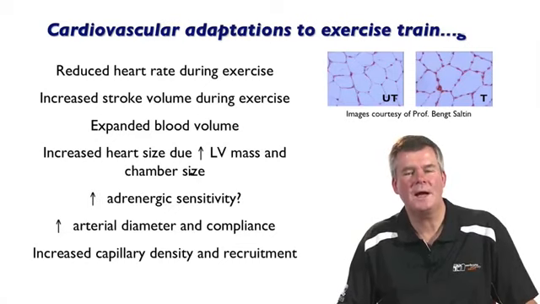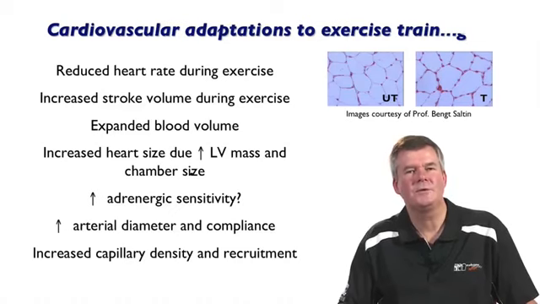There's also an increase in the heart size and left ventricular hypertrophy, both in the mass of the ventricle but also the chamber size, is an important adaptation which facilitates an increase in maximal stroke volume and maximal cardiac output. It's been shown that the trained heart is slightly more sensitive to adrenergic stimulation. And other vascular changes include an increase in arterial diameter and compliance, which might have beneficial effects in terms of vascular control and may contribute to the health benefits of exercise in terms of cardiovascular risk.